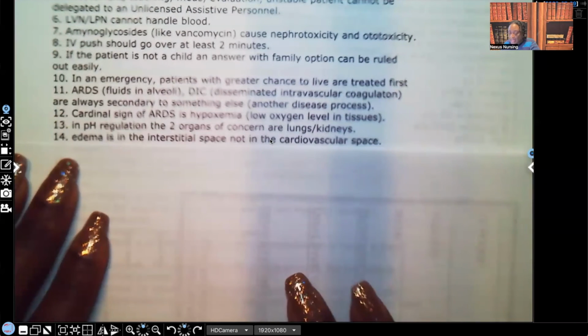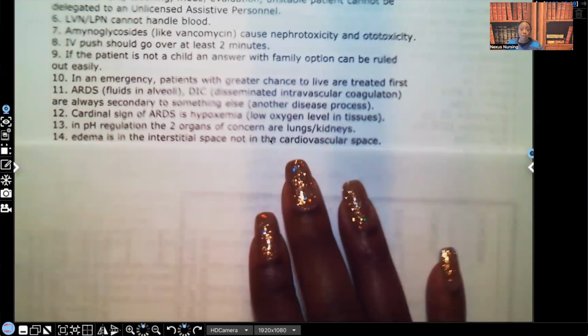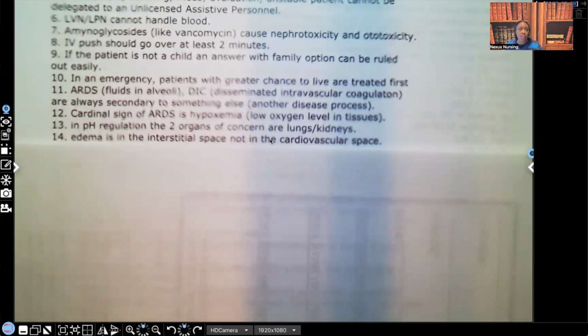Number 14, it says edema is in the interstitial space, not the cardiovascular space. Oh my gosh, this is so important for you guys to understand, because this is why you get a lot of those burn questions wrong: you don't understand this concept.